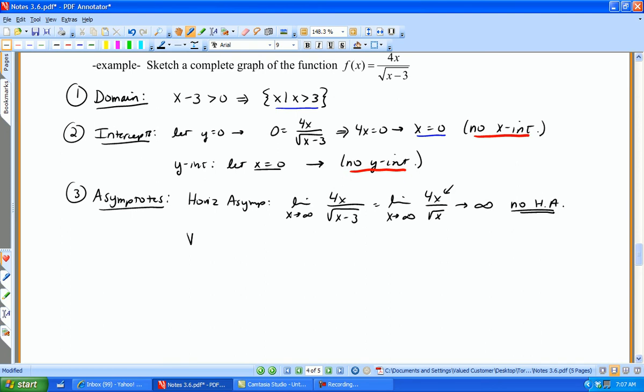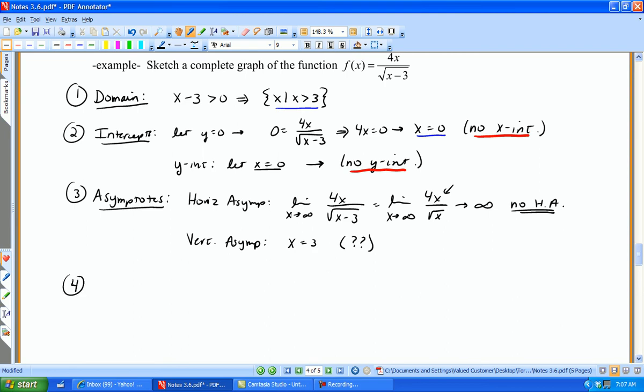Now, for vertical asymptote, we haven't talked a lot about this. Mostly we've just talked about where it would make the function undefined. And we can see that this function would be undefined at x equals 3. But x equals 3 then is not in our domain. Well, that's normal for vertical asymptotes. So we might think that x equals 3 is a vertical asymptote. We're going to come back and revisit that question in just a little bit.